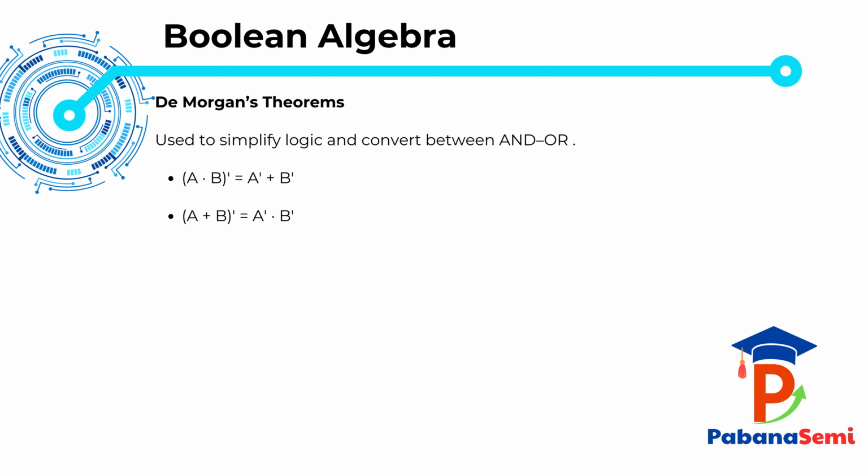The second theorem states the complement of A or B is equal to A bar and B bar. That is, (A plus B) prime equals A prime dot B prime. A simple way to remember De Morgan's theorems is: invert the variables, change AND to OR, change OR to AND. De Morgan's theorems are widely used to convert logic to NAND or NOR implementations, to simplify complex Boolean expressions, to optimize digital circuits for speed and area. Mastering De Morgan's theorems is essential for efficient logic design.